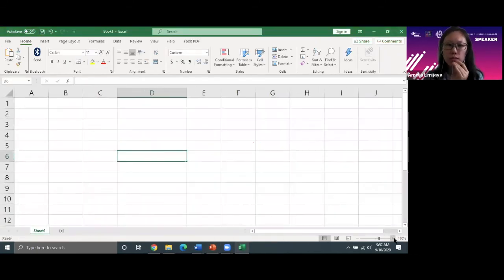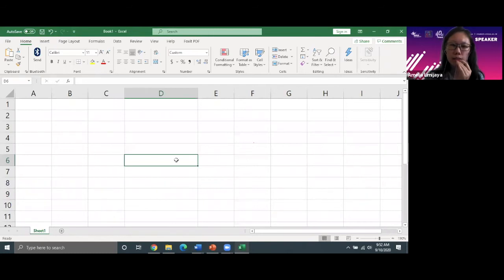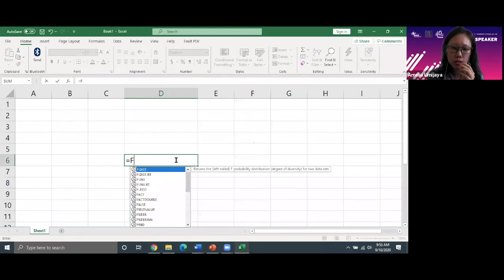Okay, so I'm now sharing Microsoft Excel. Yeah, let me know if you cannot see my Excel. Okay, in Excel, if you want to calculate something, you start with what? What symbol do you have to put first if you want to calculate things in Excel? Sama dengan. Equal sign? Yes, sama dengan. Or equal sign, of course. That's good, equal. Okay, so now what we want to do is calculate the future value. Okay, in Excel, the future value is abbreviated using FV.